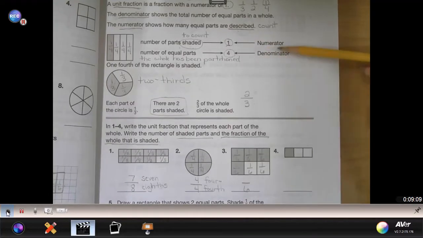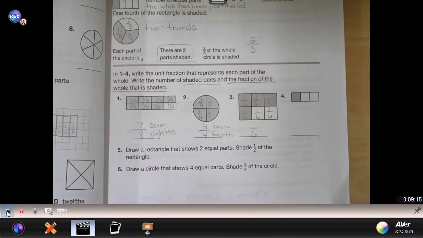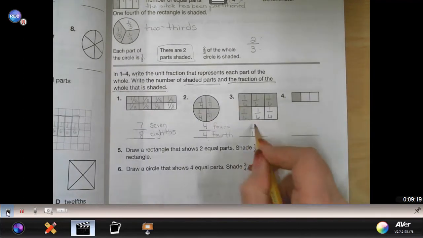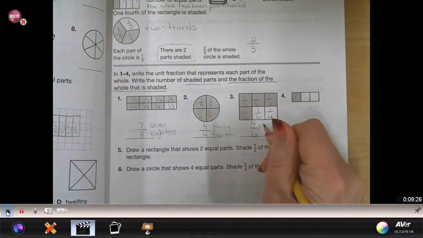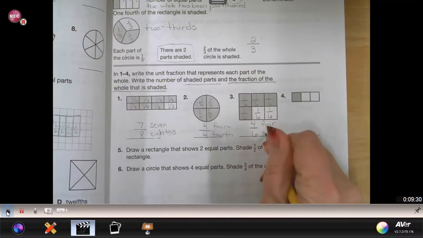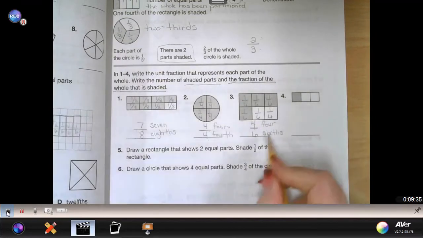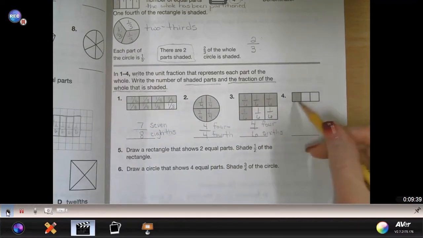So we're counting the shaded parts for our numerator, the counted parts, or how many parts they're asking for or describing. So in this case, they're describing or asking about the shaded parts. So 1, 2, 3, 4. I'm going to write my numerator as 4, and I'm going to write it out in words as 4/6 with a THS, 6th. So 4/6.